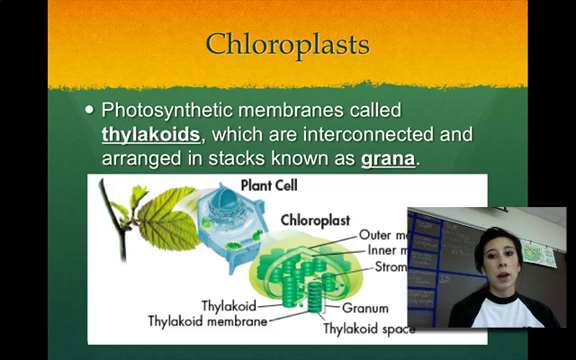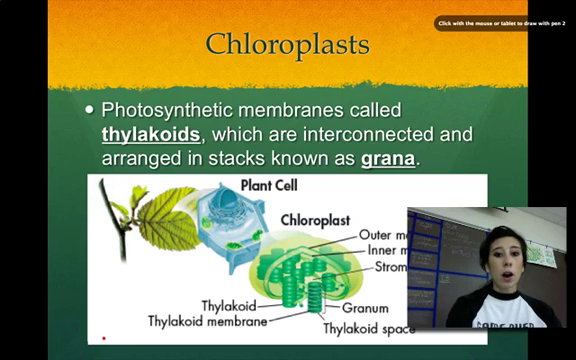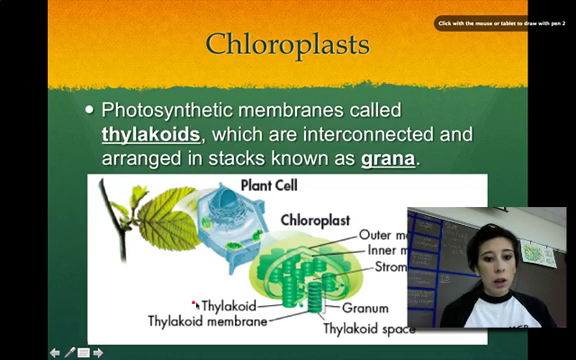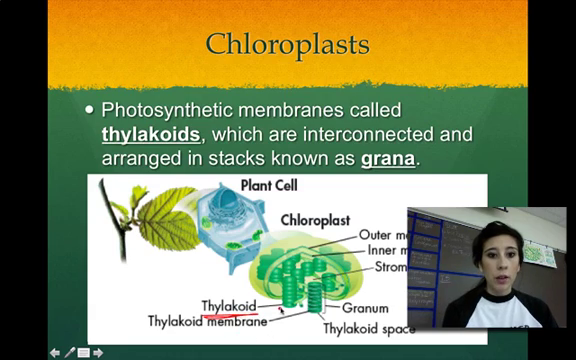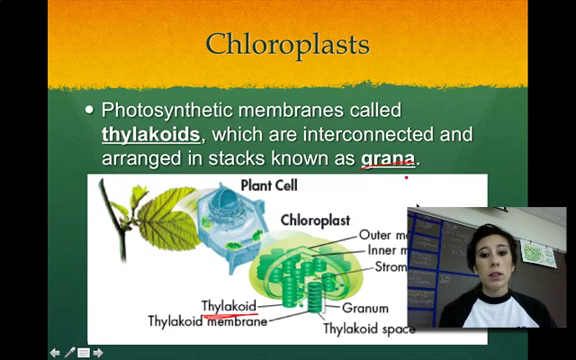And our membranes that are photosynthetic, that are actually going to work with light and conduct the photosynthesis, are called thylakoids. And our thylakoids are interconnected with each other, and so you have here one little disc of a thylakoid, and these discs are arranged in stacks, and we call those stacks grana. One stack would be a granum, and several of these stacks, all the stacks within the chloroplast, are called grana.